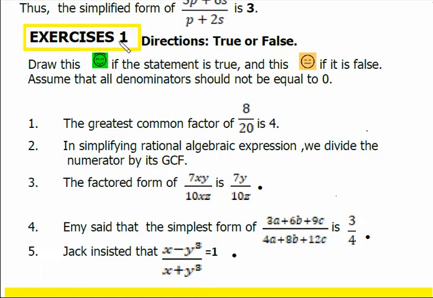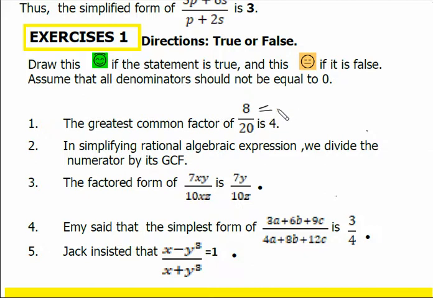Let's proceed to exercise 1. We have to draw a smiley if the statement is true, and a frowny face if it is false. It says here, assume that all denominators should not be equal to 0. For the first one, it says the greatest common factor of 8 over 20 is 4. Are you convinced? Well, let's try. What are the factors of 8 and 20?